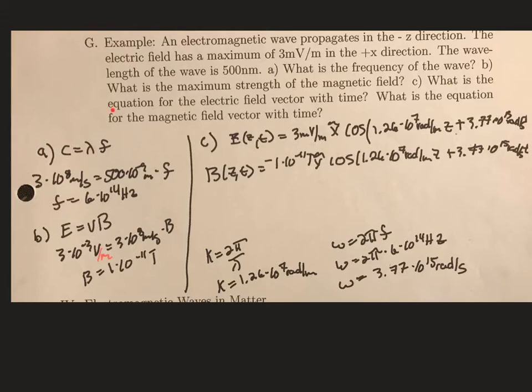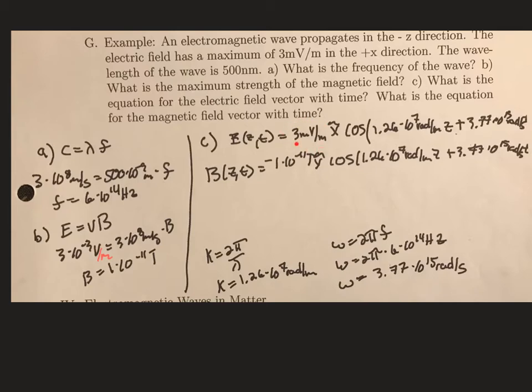Now in part C, I'm going to find the equation for the electric field vector and the equation for the magnetic field vector. Alright, so the first thing I need to fill in is the fact that the wave is propagating in the negative z direction, so I put a z here and a z here. That means that this here is positive because we're propagating in the negative z direction, not the positive z direction.